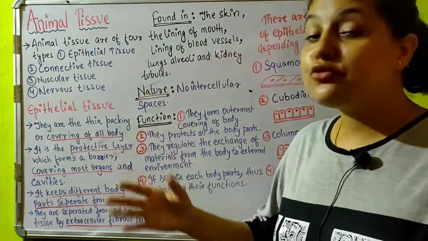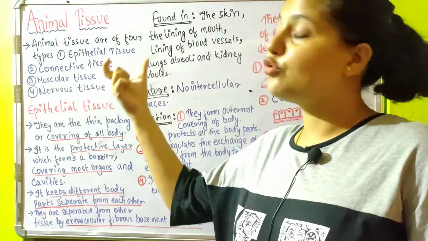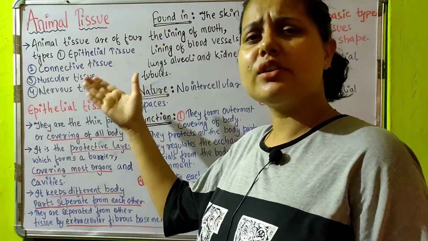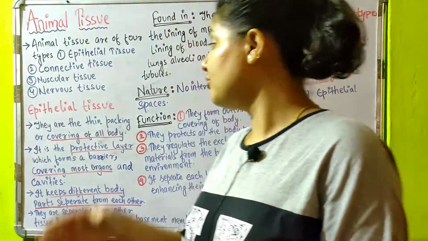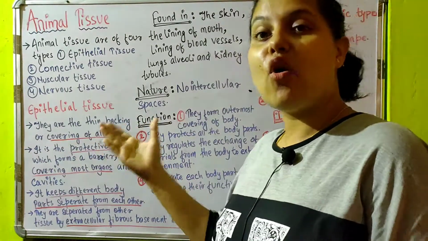Now, animal tissue has four types. Those are epithelial tissue, connective tissue, muscular tissue and nervous tissue. We will be studying each and every tissue one by one. Now first, coming to epithelial tissue. Epithelial tissues are the thin packing or covering of the whole body.